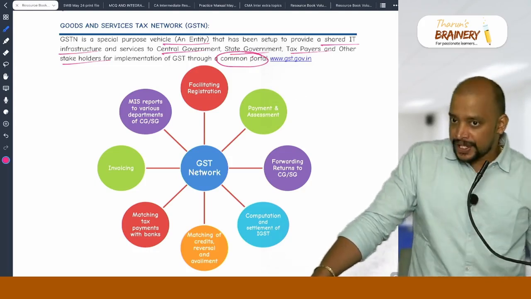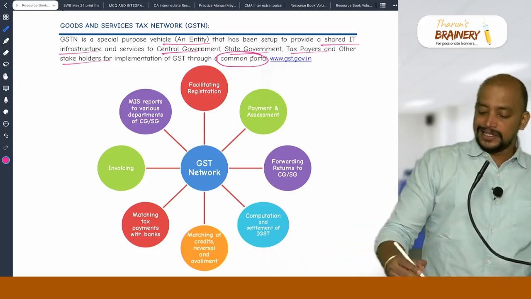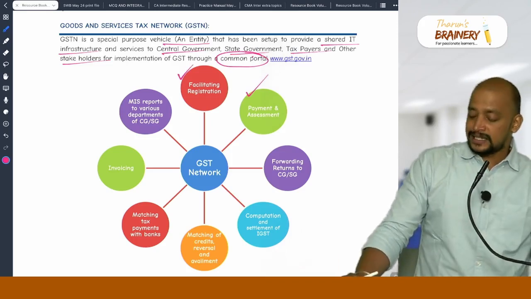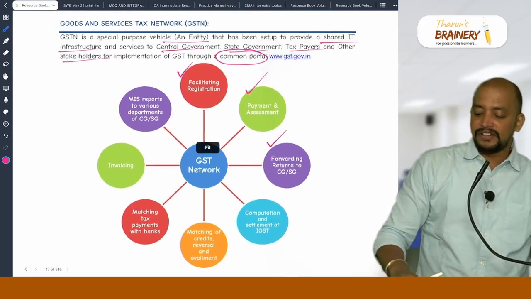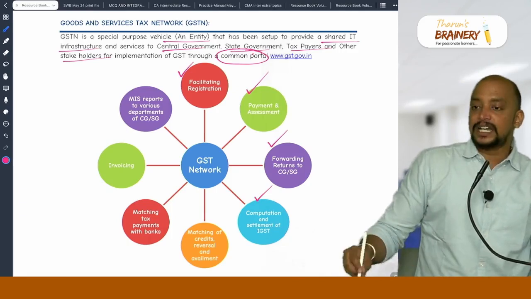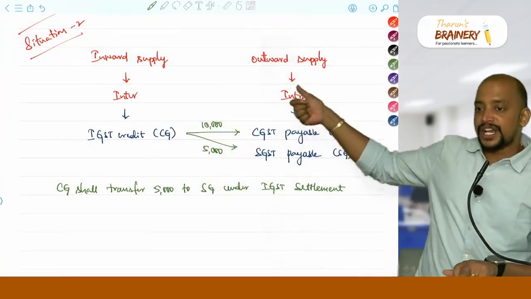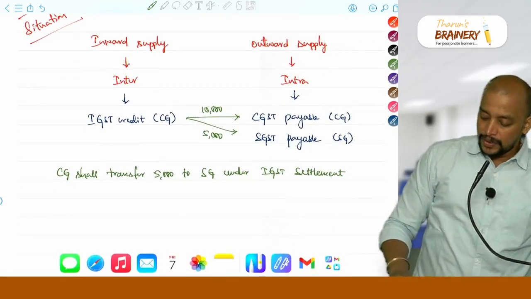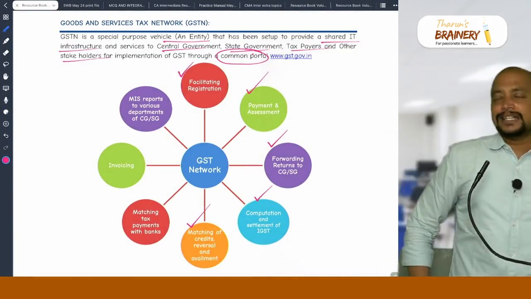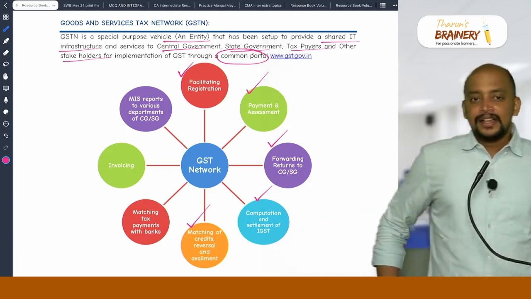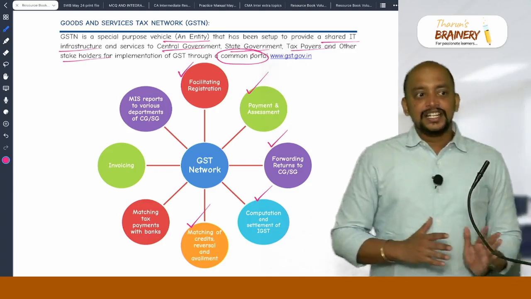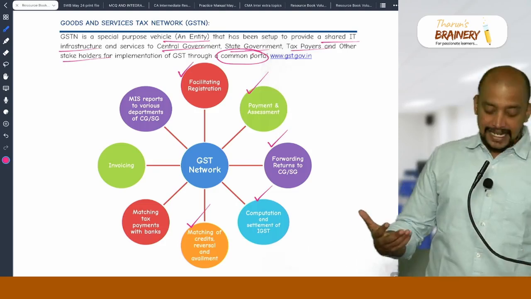What are the functions of this GST network? Whenever you want to do registration, that will be done through GST network. That is, if you want to get registered under GST, it will happen through GST network, and payment of taxes, and they will forward the return. Even we will file the returns in the portal, where it will be forwarded to CG and SG, and computation and settlement of IGST. Just now we saw how the computation will happen. This computation and settlement will be done by them, and then matching of credits, reversal and availment. This matching of credit is so torturous that right from the beginning in 2017 till today, it is a big challenge in GST.